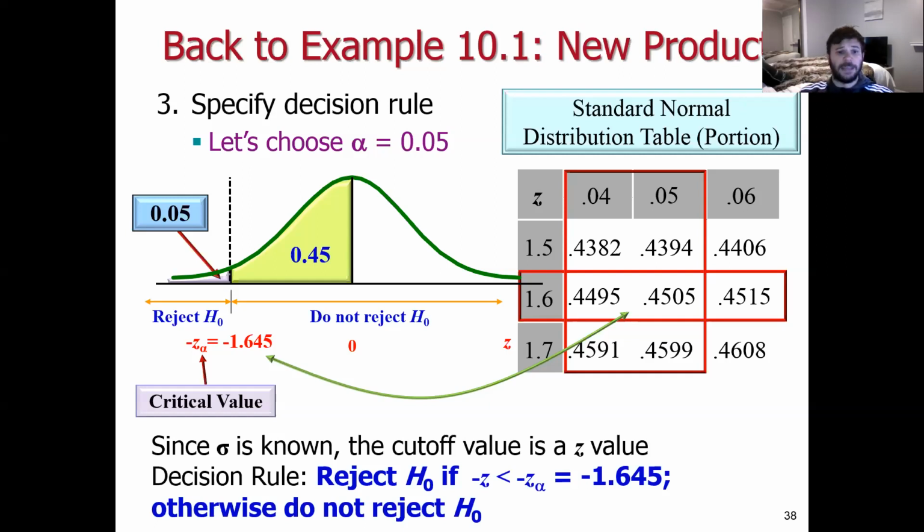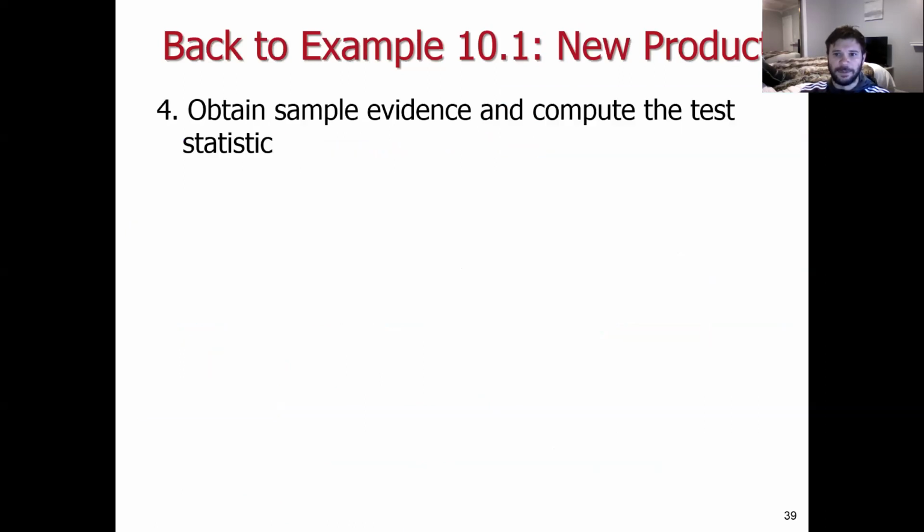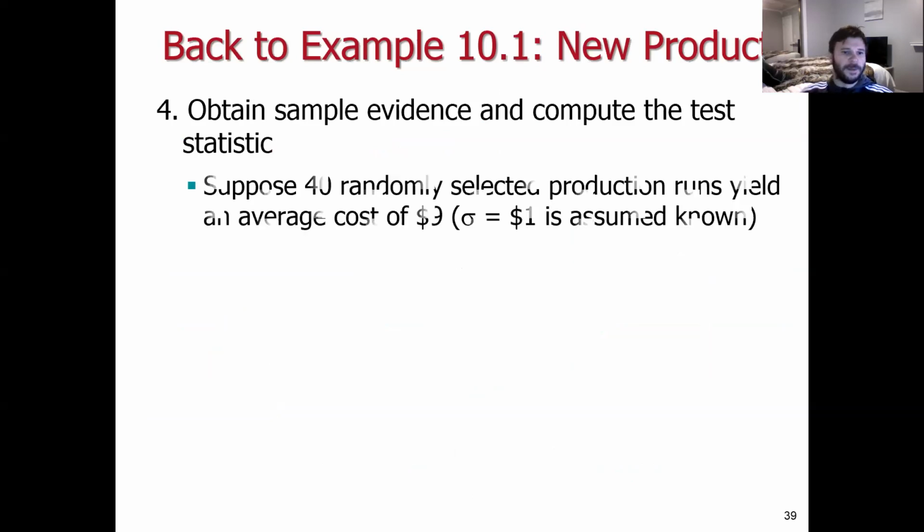Otherwise, we're not going to be able to reject that null hypothesis because we don't have convincing enough evidence here, in terms of extreme enough evidence. So the next step in the process, we're going to go ahead and obtain the sample evidence and compute the test statistic. So let's suppose here, off the assembly line, we randomly select 40 product runs, and these yield to us an average cost of $9.